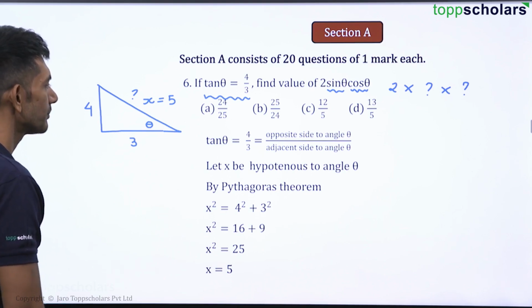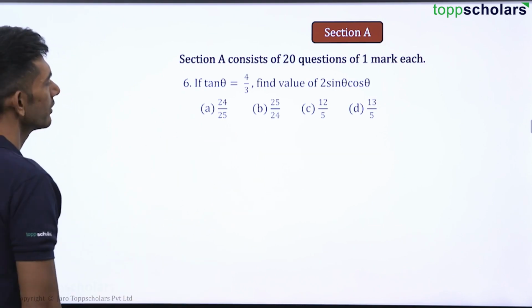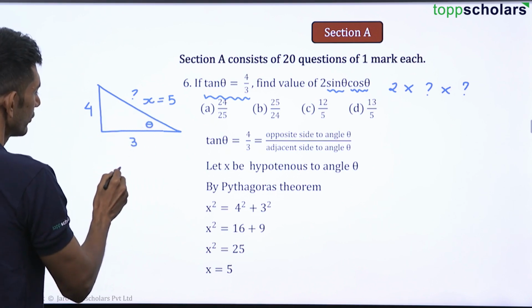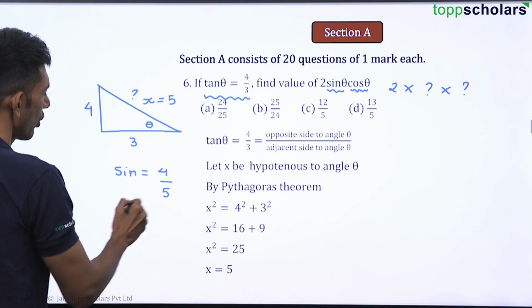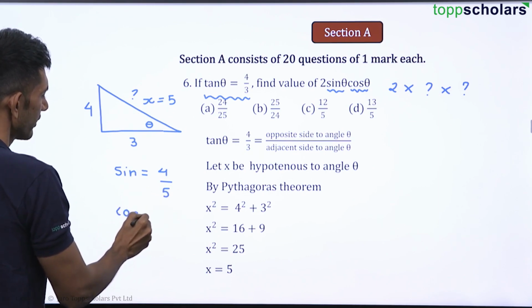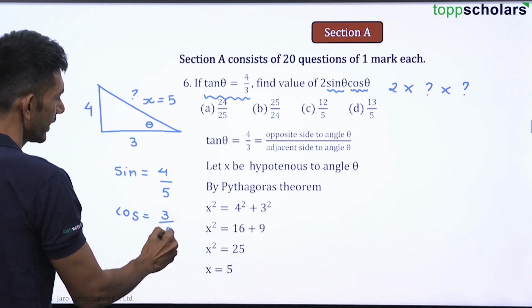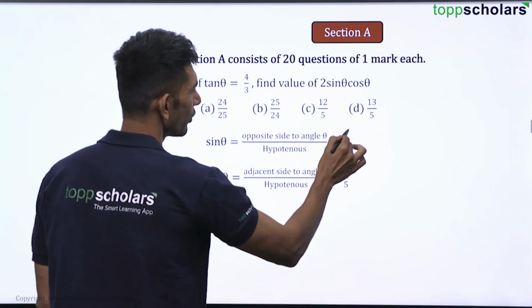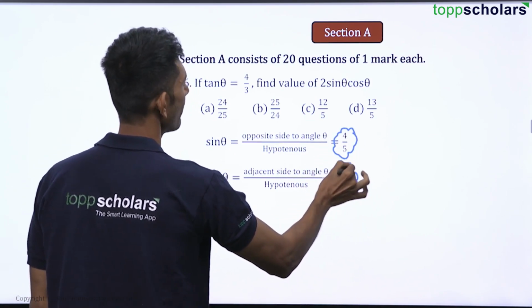Now it is very simple. Sin theta is what? Sin theta is opposite by hypotenuse. See, opposite is 4, hypotenuse is 5. So sin will be 4 by 5. Cos theta is what? Cos is adjacent by hypotenuse. So cos will be 3 by 5. Correct? Put the values there. So sin theta is 4 by 5. Cos theta is 3 by 5.